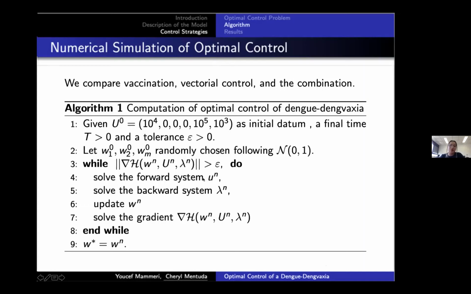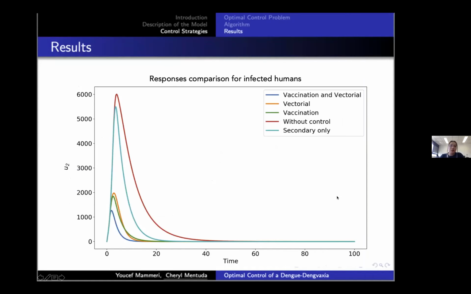Again, it's the same as what we did earlier. We solve the forward system, then the backward system lambda, and we update our W from this one. From that, we get this result. Okay. So from this result, minimizing the infected human, we can say that the combination of vaccination, which is the blue one, and vectorial control is the most effective method. It takes smaller time and lesser effort. But of course, without the control strategies, it takes longer, the red one.